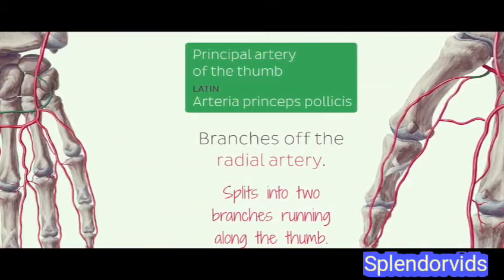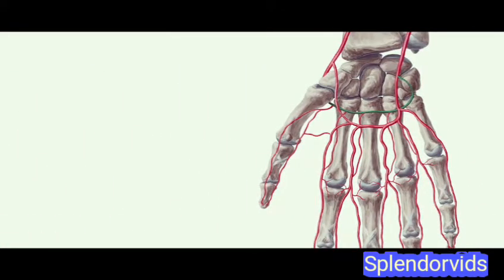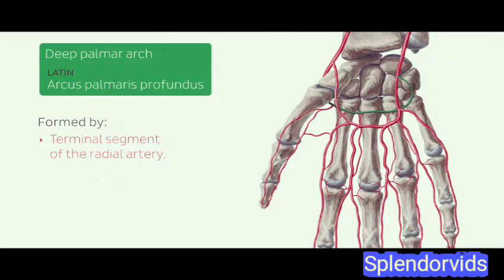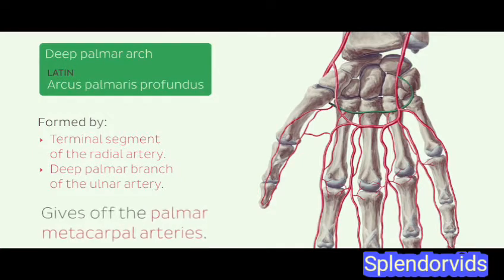The next structure that we're going to talk about, now highlighted in green, is, as you probably remember, the deep palmar arch. This is formed by the terminal segment of the radial artery and the deep palmar branch of the ulnar artery. In addition to the small terminal branches for the surrounding tissue, the deep palmar arch will give off the palmar metacarpal arteries, as you can see here on this image.